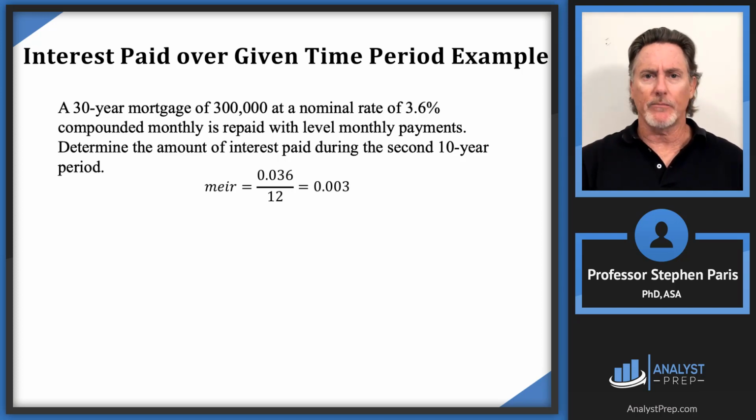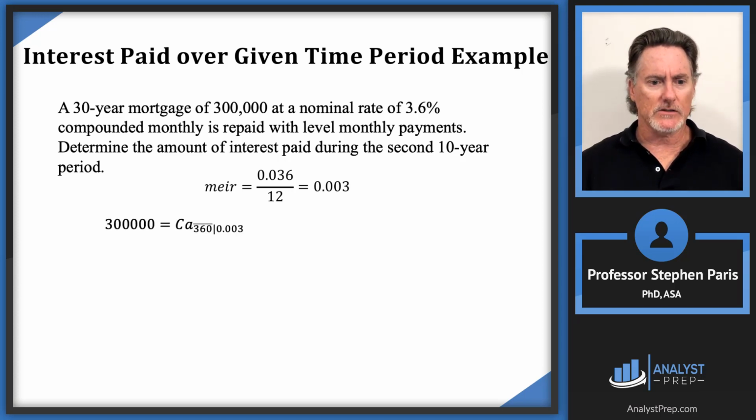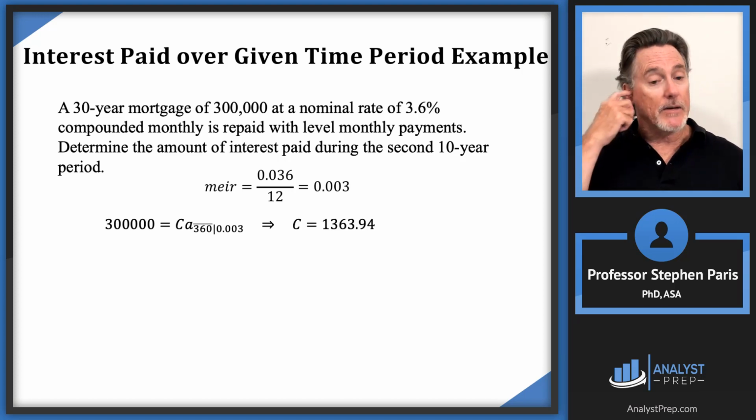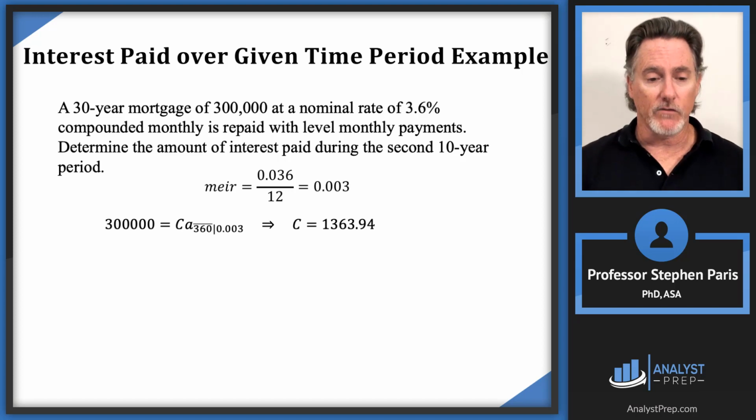We can look at what the amount of the monthly payment is, for instance. The $300,000 is the present value of all the payments. So let's compute the level monthly payment first with this equation. Use your TVM buttons and you'll get that the amount of the payment is $1,363.94.